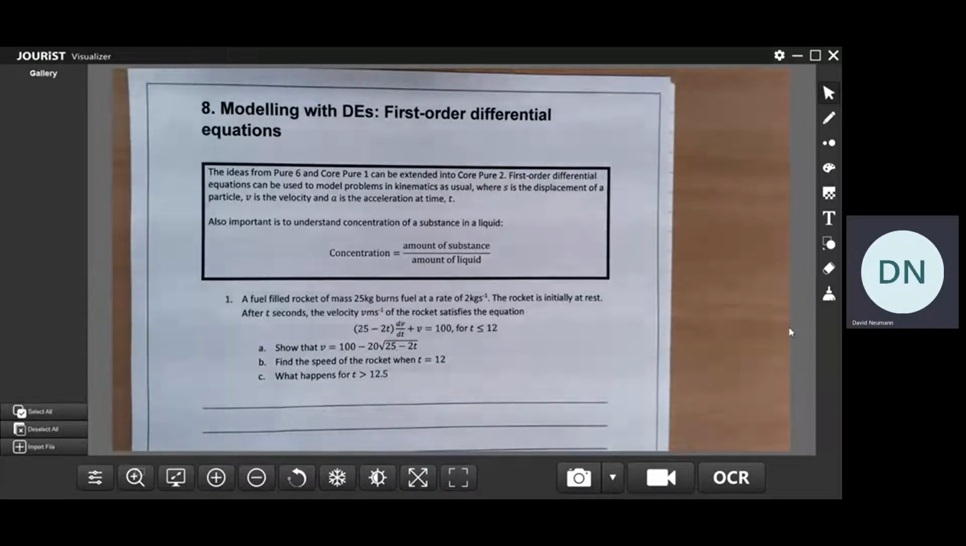Welcome to this video on modelling with differential equations. This is the first one, which is on first order differential equations.